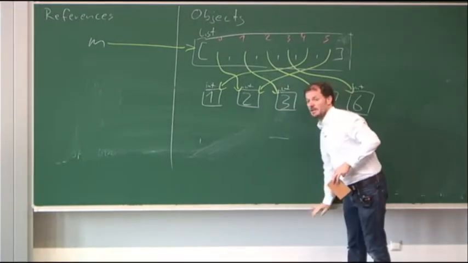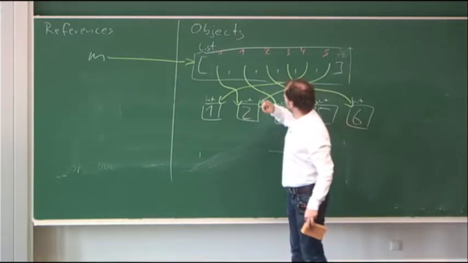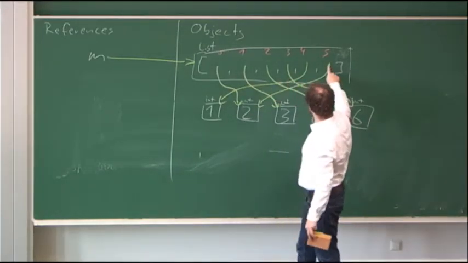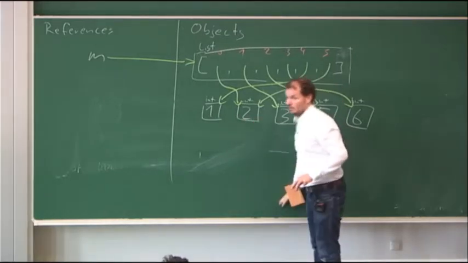And there's a small detail for you here. Each integer only exists once in the memory. So the 0 and the 5, they both point to the same object too, but it doesn't really matter much for you.